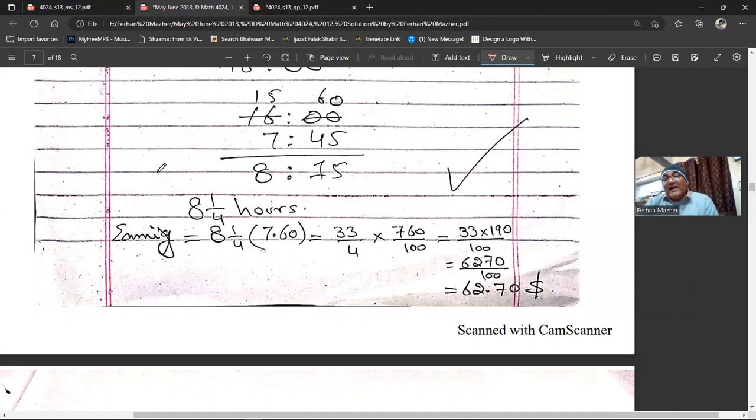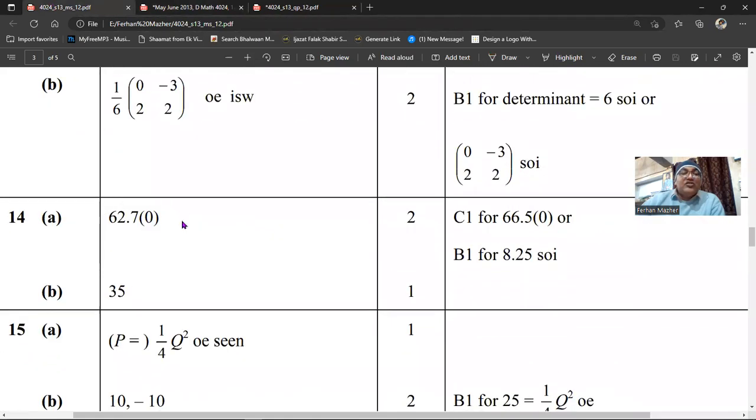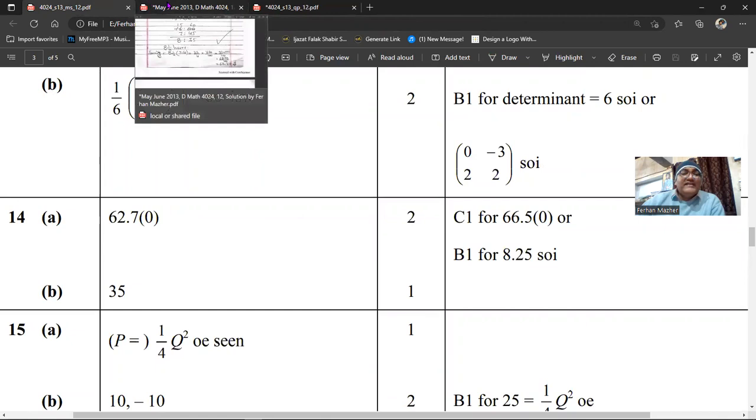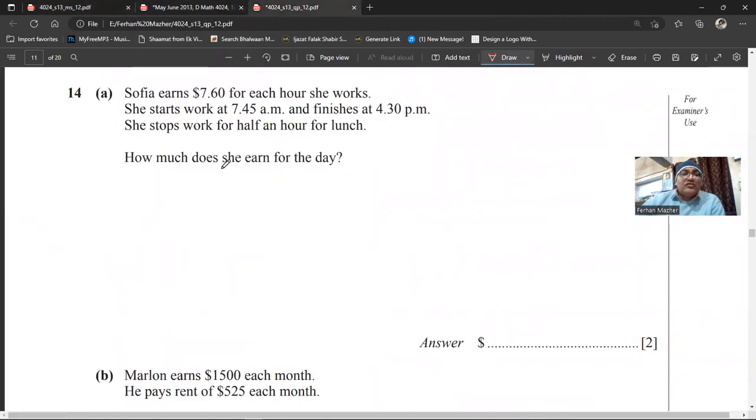So I will multiply the time and the per hour rate, and I will get the amount she is paid. So 4 8s are 32, 32 plus 1, 33, 33 by 4 multiply. I will move this decimal, so it will be 760 divided by 100, and it will be 33 into 190 divided by 100. This 4 and 760 has been cancelled, so you got 190 here. 33 multiply 190, that will be 6,270 divided by 100. So that will be $62.70. So she will receive $62.70.